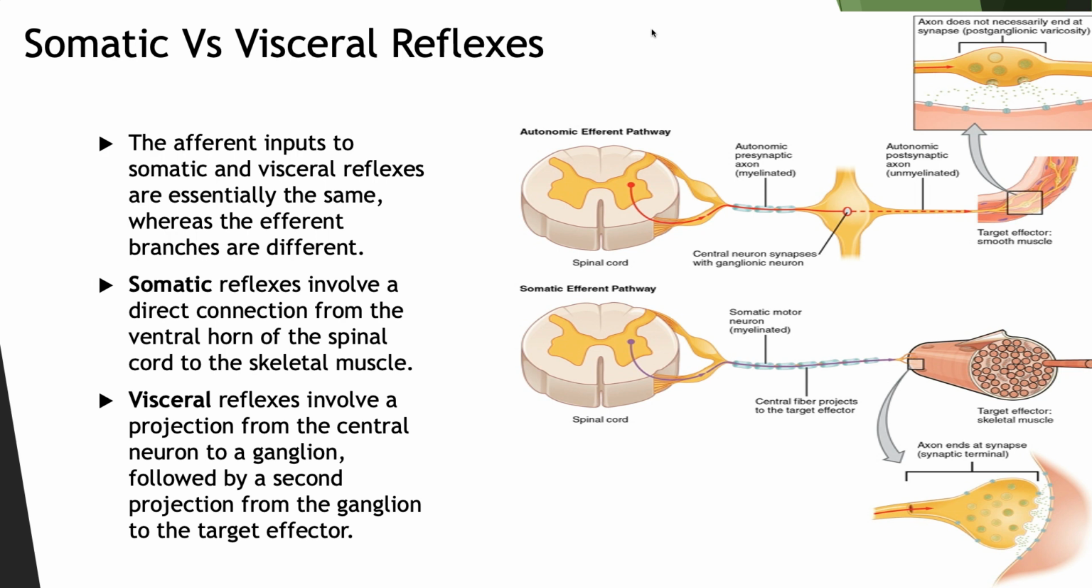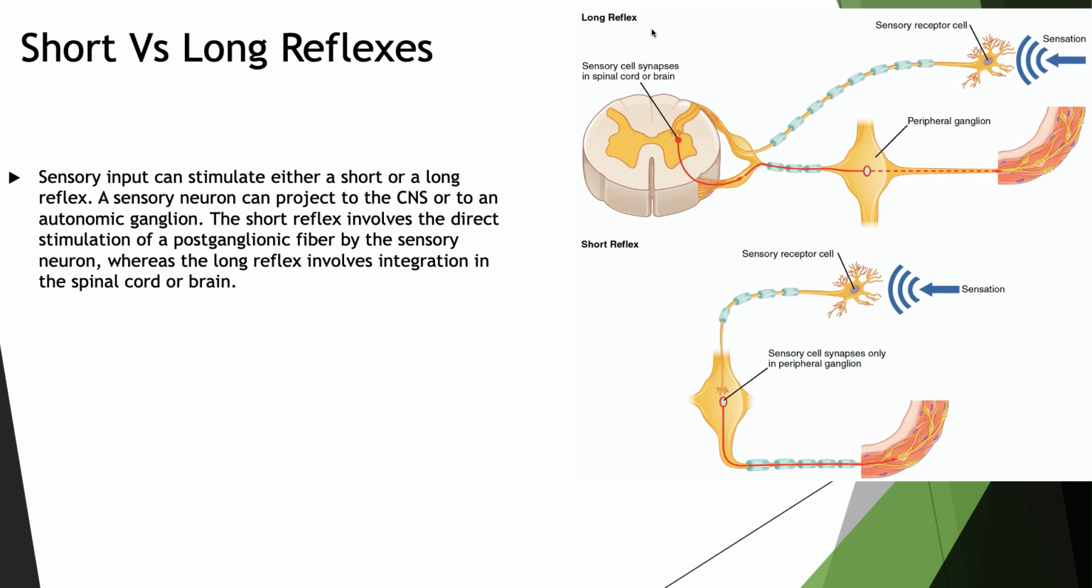The efferent branch of the visceral reflex arc begins with the projection from the central neuron along the preganglionic fiber, and this fiber then makes a synapse on the ganglionic neuron that projects to the target effector, such as the eye, the bladder, and the reproductive organs. Short reflexes are completely peripheral and only involve the location of the integration of the sensory input with motor output. And long reflexes have afferent branches that enter the spinal cord or brain and involve the efferent branches.